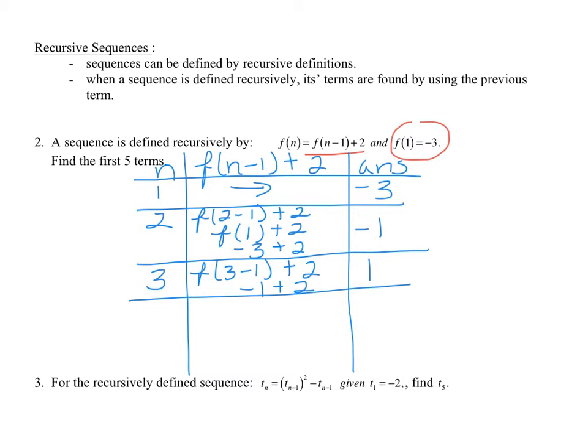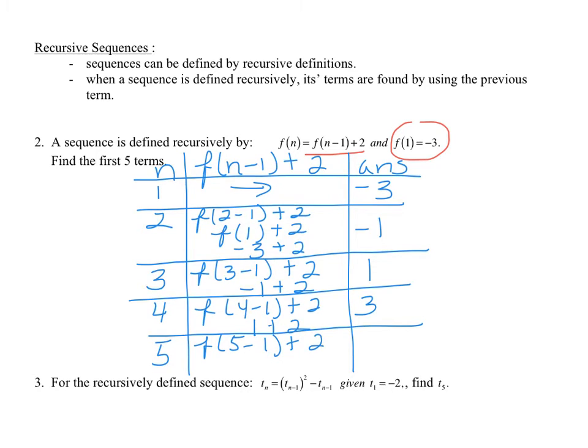Okay, let's do the fourth term. So this one's going to be f sub 4 minus 1 plus 2, which comes out to be f sub 3, and f sub 3 is 1, so 1 plus 2 is 3. So do you see how I'm using the answer of the prior guy to get the next guy? So the fifth term, f sub 5 minus 1 plus 2, well, f sub 5 minus 1 is f sub 4, and f sub 4 came out to be 3, so 3 plus 2 is 5. So the first 5 terms of the sequence would be negative 3, negative 1, 1, 3, and 5.